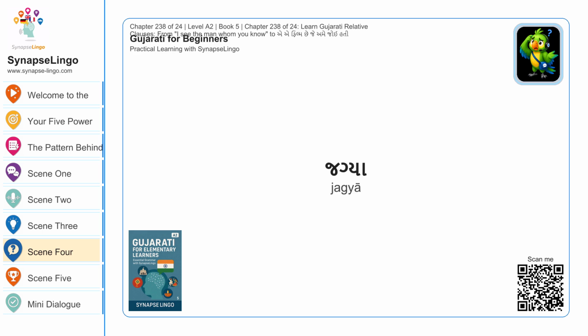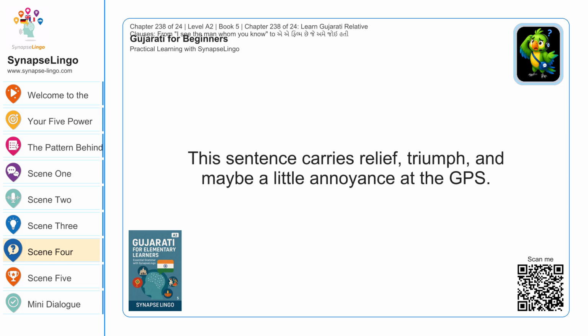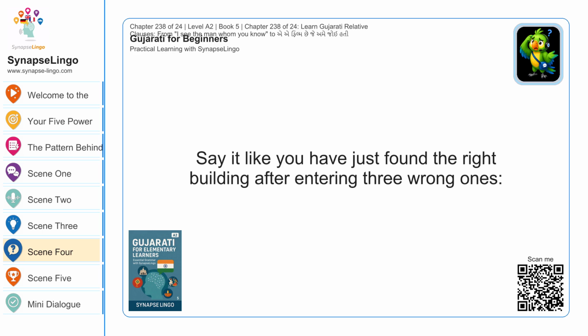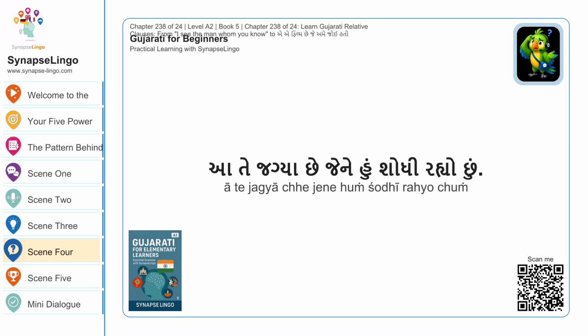Notice. જગ્યા is place, and હું શોધી રહ્યો છું is I am looking. This sentence carries relief, triumph, and maybe a little annoyance at the GPS. Say it like you have just found the right building after entering 3 wrong ones. આ તે જગ્યા છે જેને હું શોધી રહ્યો છું.